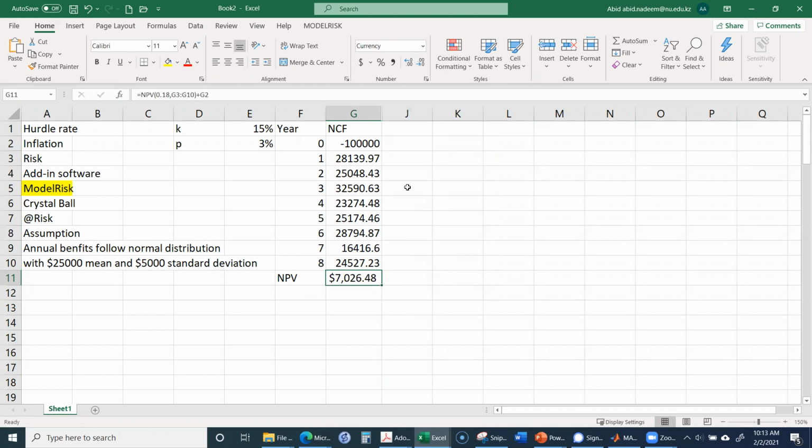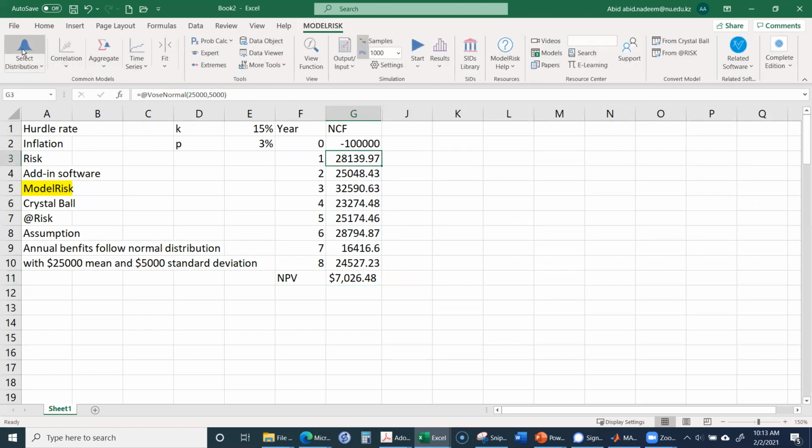Okay, so this is the net cash value. After doing this, what I have done over here in the model risk is select the distribution, and then I just copied these distributions over here, and this is the formula for the distributions. Our next step is to perform the simulation.